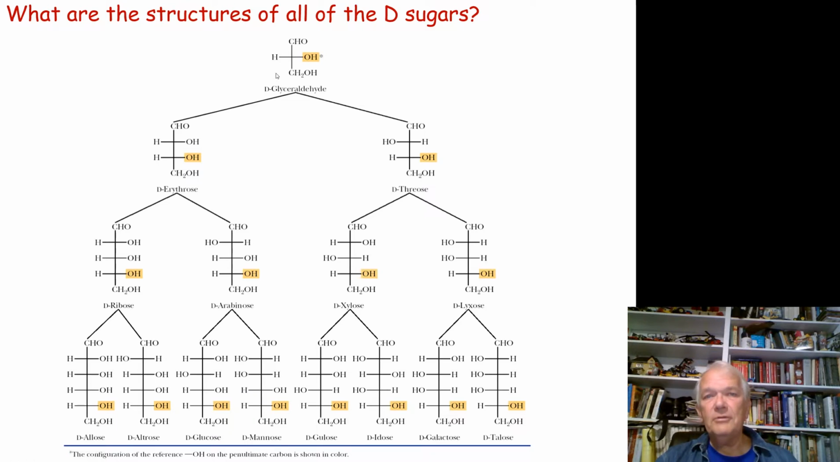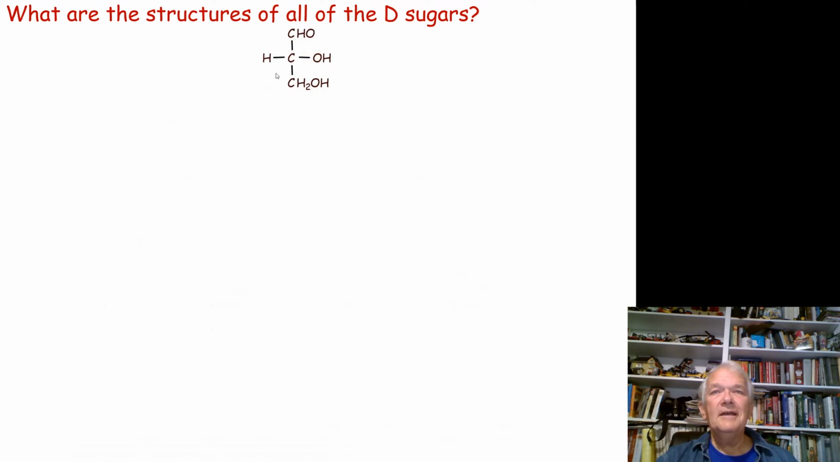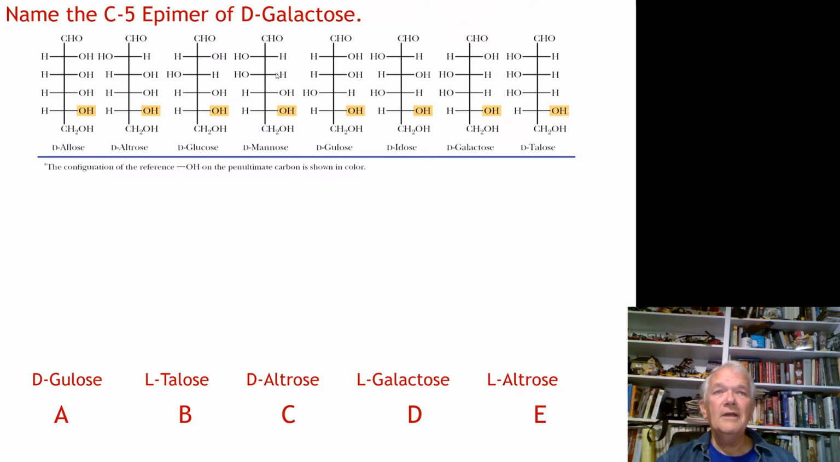And of course, you could reproduce this whole diagram for the L's. So that's our look at the sugars as a whole. One of the last things that we need to talk about is the relationship between these. What if you took the C5 epimer of D-galactose? So where is the galactose? Over here. Now the C5 epimer means flip the stereochemistry just at that carbon. So what would you name the C5 epimer of D-galactose? What you need to do is change the stereochemistry at this penultimate carbon from the right OH to the left OH. Okay, so now name it.